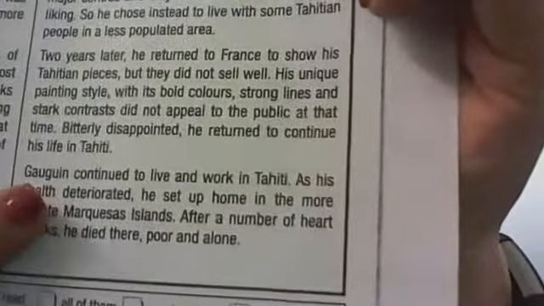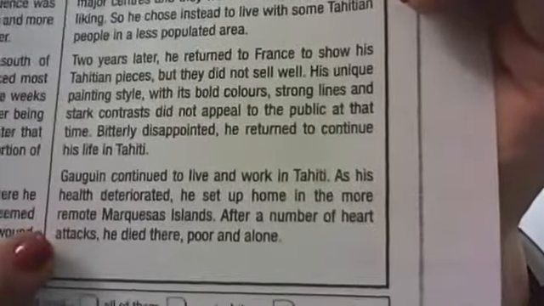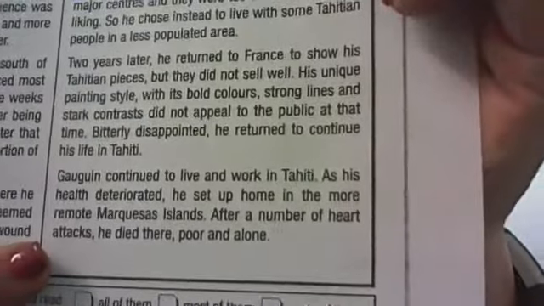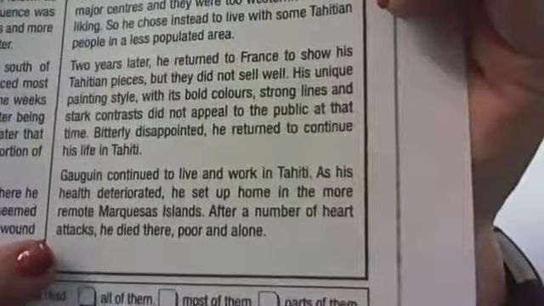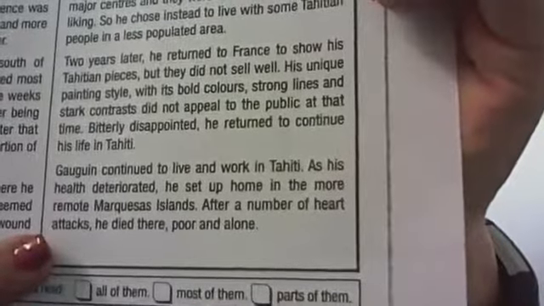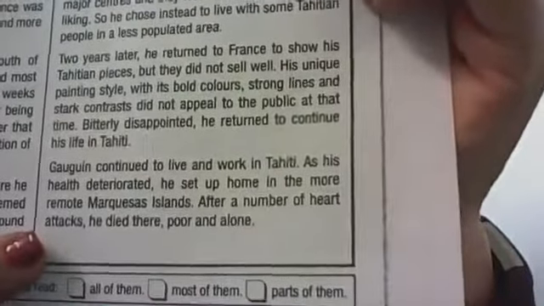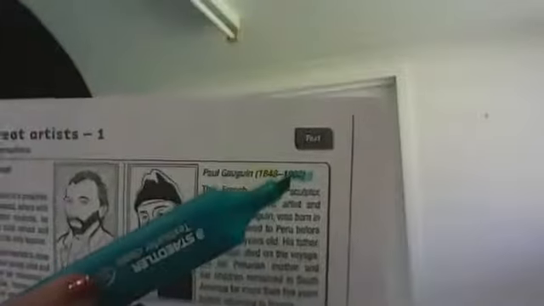Here, it says, Gauguin continued to live and work in Tahiti. As his health deteriorated, he set up home in the more remote Marquesas Islands. After a number of heart attacks, he died there, poor and alone. So where did he die? The Marquesas Islands. So I'm going to highlight Marquesas Islands with my pen. He died, poor and alone, in the Marquesas Islands, and we know what year it was, don't we? Because it's up here in 1903.